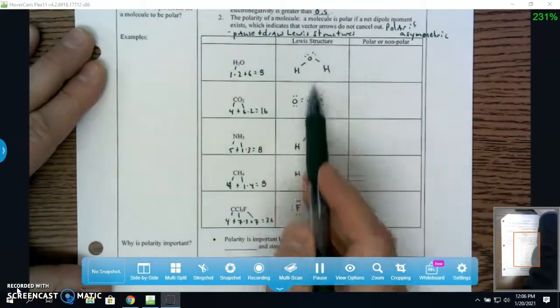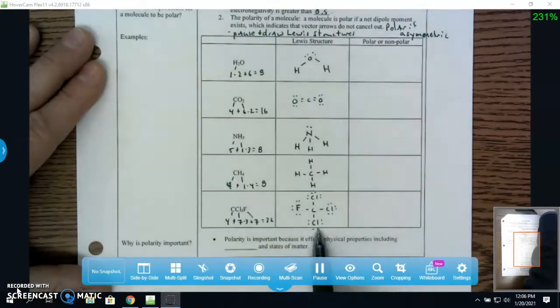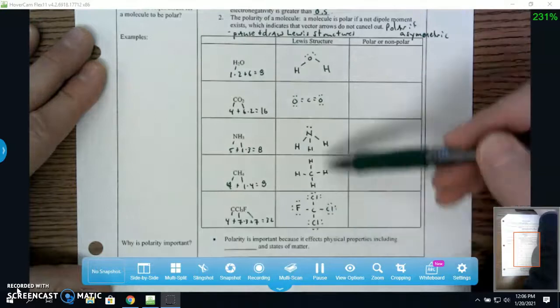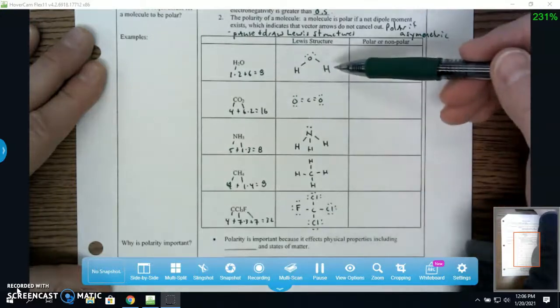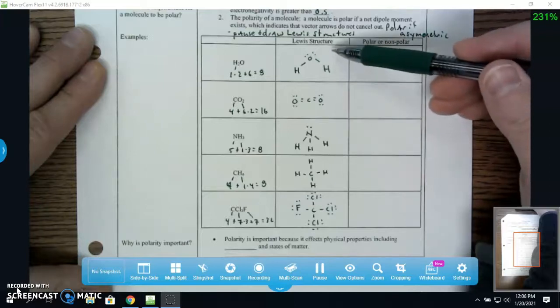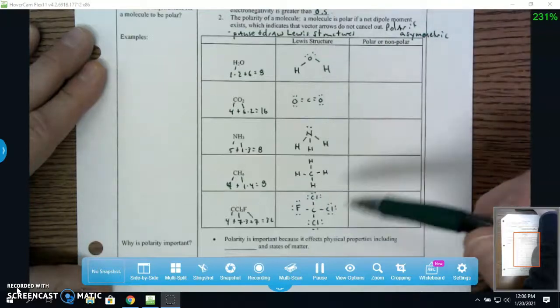Now that we have proper Lewis structures drawn, according to the 5 steps for drawing Lewis structures, and they're drawn in the correct 3-dimensional orientation. Remember, if it's bent, we need to draw it bent, or if it's linear, we need to draw it in a straight line.